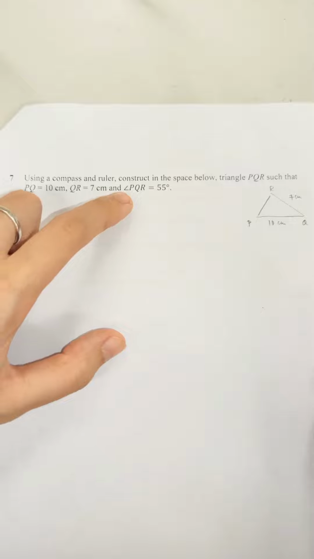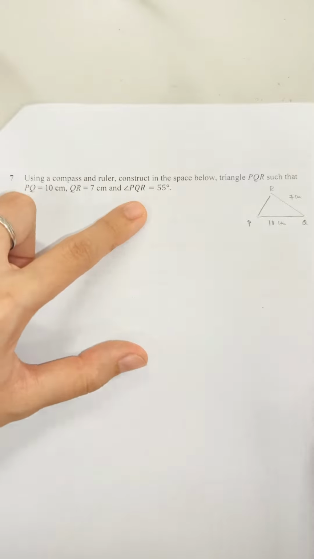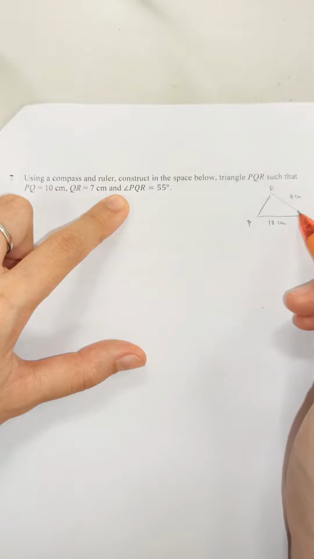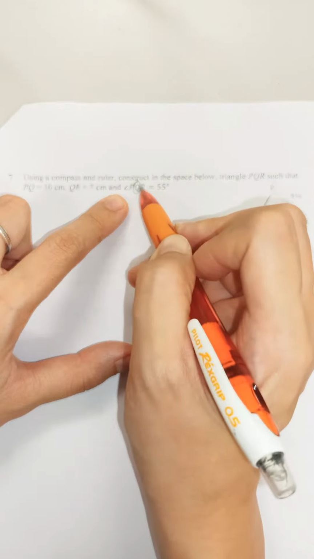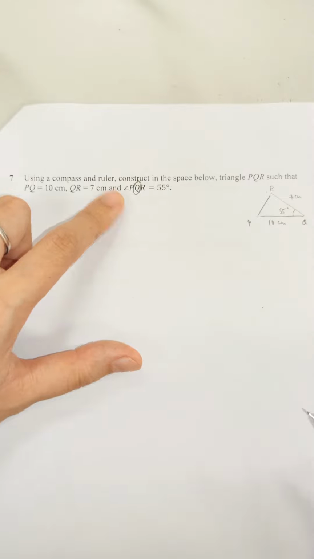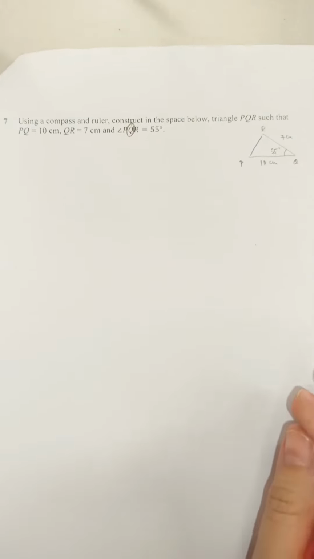They tell me angle PQR. This is slightly different. Where exactly is the angle? So PQR, we're looking at the one that's in the middle. Okay, so PQR is 55 degrees. Alright, so now we're going to construct it.